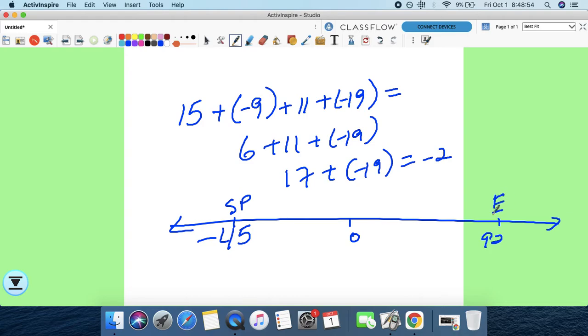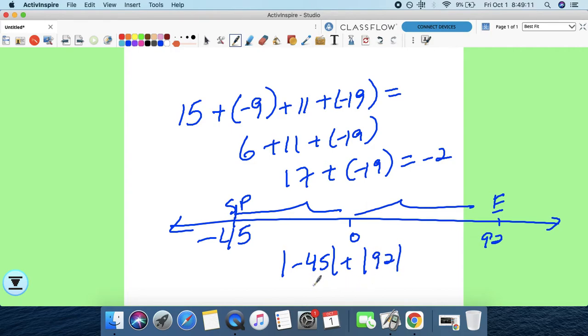Right, E for equator. How much warmer is the average temperature on the equator than the South Pole? So how much warmer would be this distance right here, right? So we can write it as that, plus absolute value of 92. So 45 plus 92 equals 137. So it's 137 degrees warmer in the equator than in the South Pole.